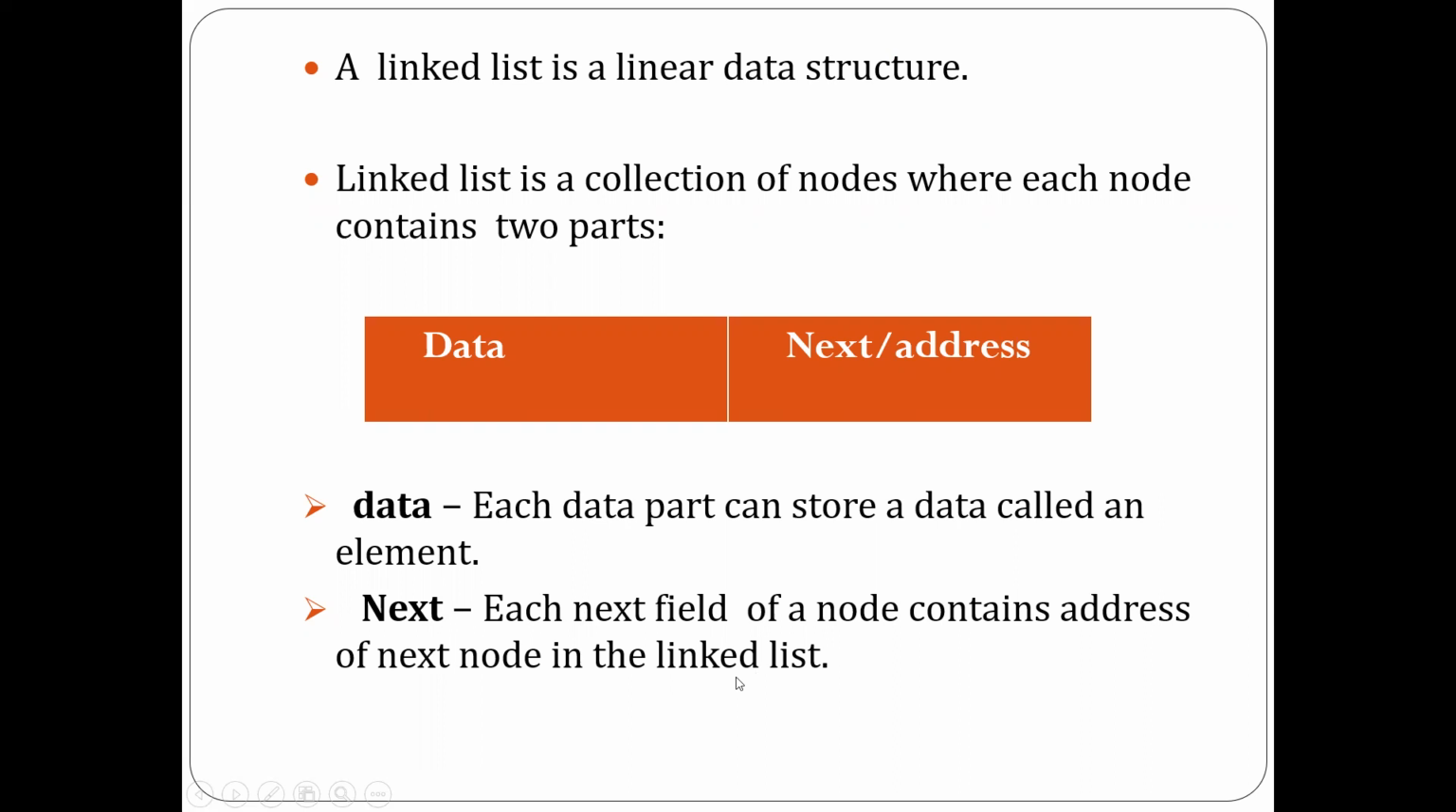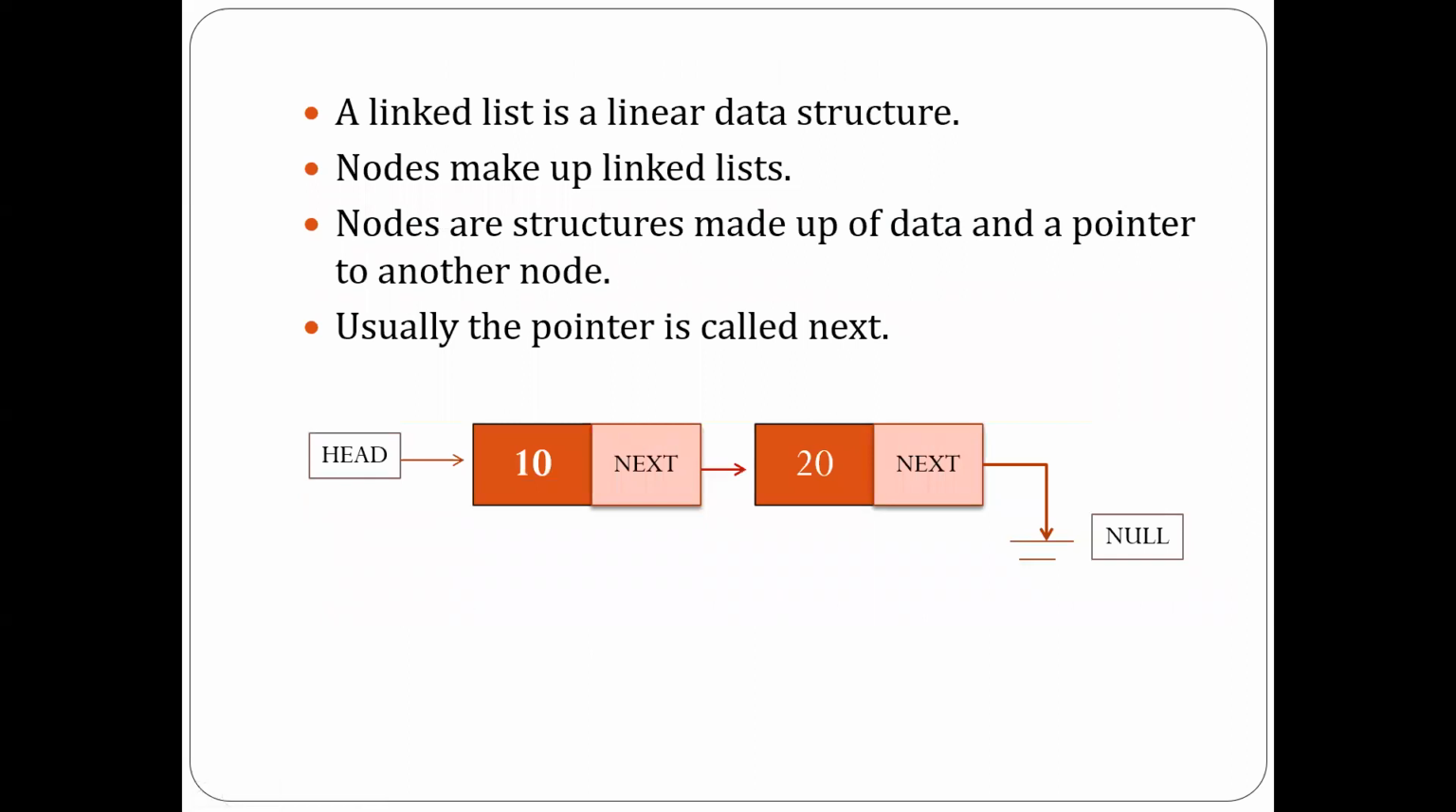As we are saying, the linked list is a collection of nodes, and each node is having minimum two fields here. One data field and one address field, and that address field is always going to contain the address of the next node present in the linked list. So this is a sample linked list I have shown here.